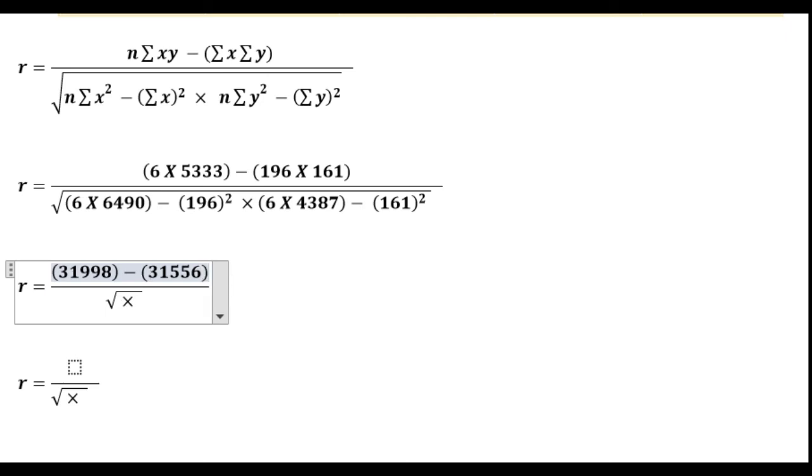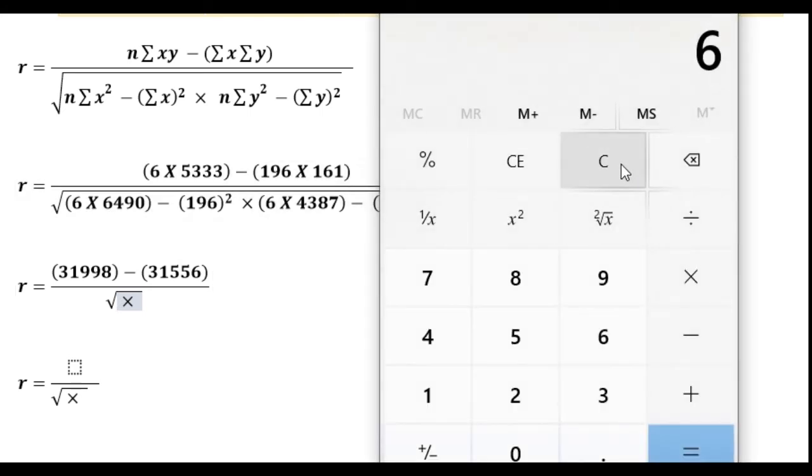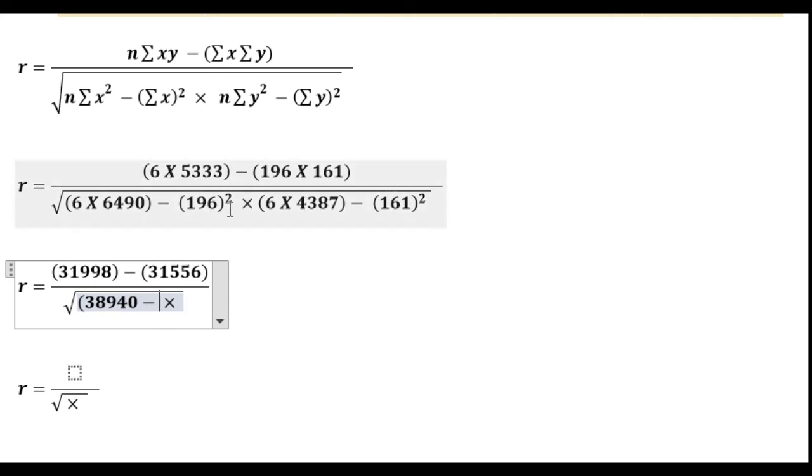31,556. Okay, I've written the numerator part. Now I'll go towards the denominator. First value is 6 into 6,490. So 6 into 6,490 is equal to 38,940. I'll write that here within bracket. 38,940 minus 196 whole square.